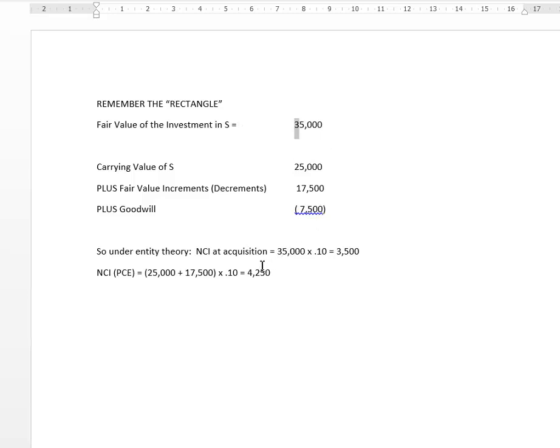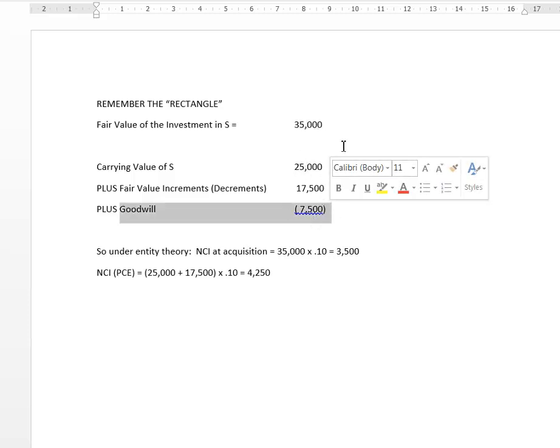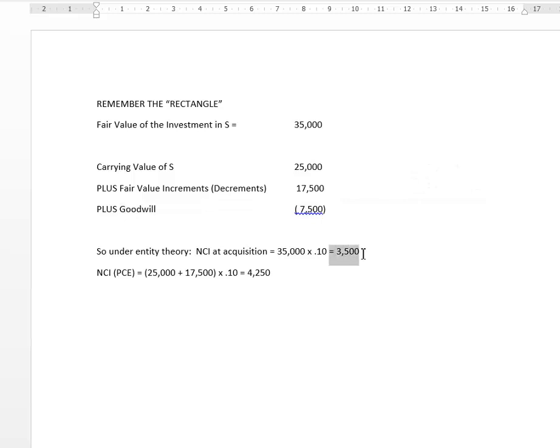Right? So now under the entity theory, what we would say is, well, they're getting their full share, which includes the negative goodwill, because again, these three guys add up to 35,000. So they get 10% of 35,000, and that's 3,500. But don't forget, under the PCE theory, we don't allocate them their share of goodwill, even if it's negative. So now they're getting their share of a 25,000 carrying value of the sub, plus the fair value increments and decrements that we've assessed on the sub's assets and liabilities that are identifiable. So that's 4,250.